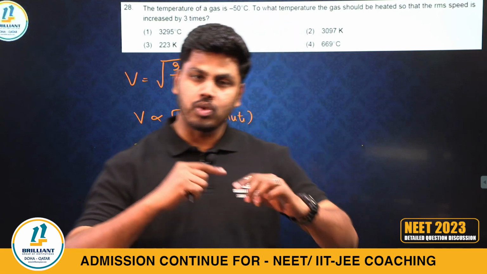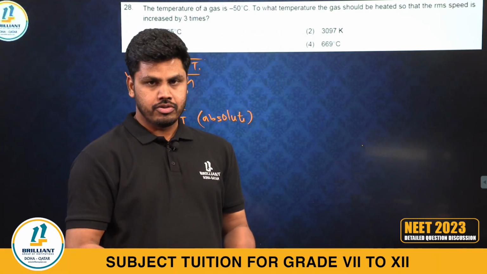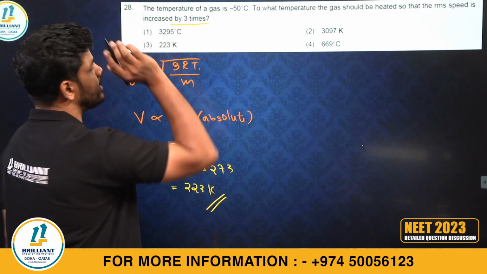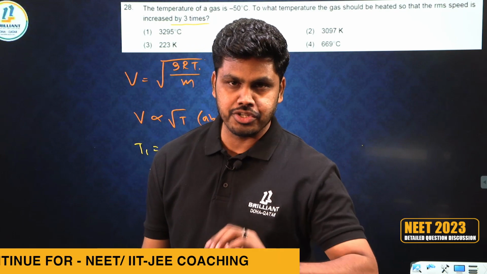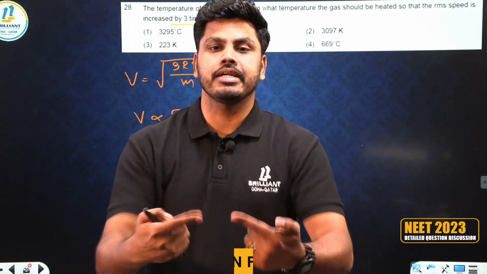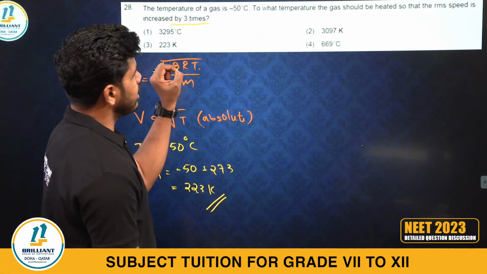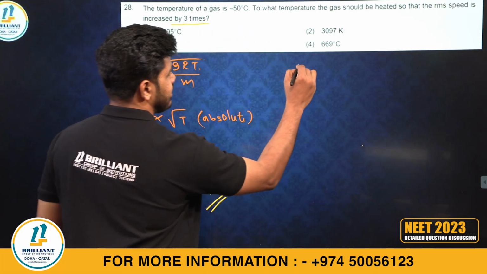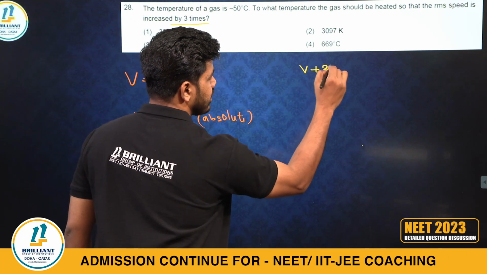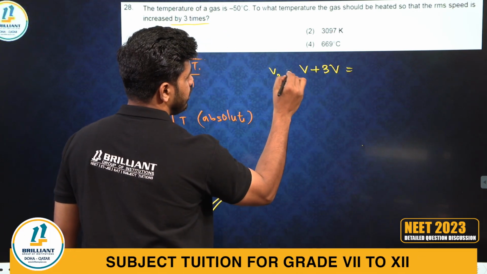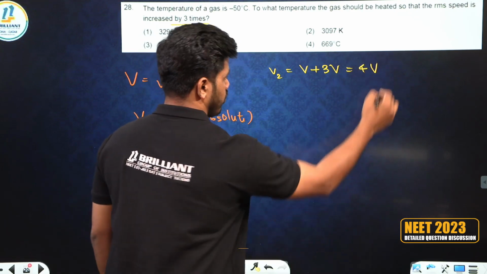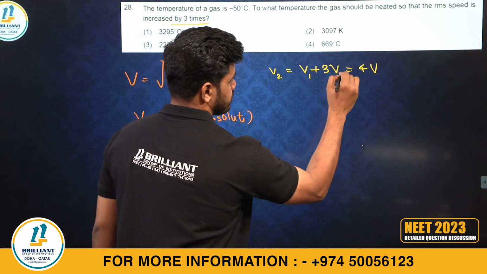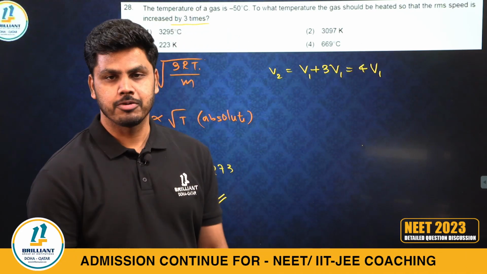You are asked to find out what is the new temperature so that the RMS speed is increased by 3 times. Be careful. It is not increased to 3 times. It increases by 3 times. So if the RMS speed increases by 3 times, at present it is v, it is added by 3v, therefore v2 should be 4 times v or v1. We have taken v here. So if it is v1, we can say v1 plus 3v1, that is 4v1 will be the final velocity.